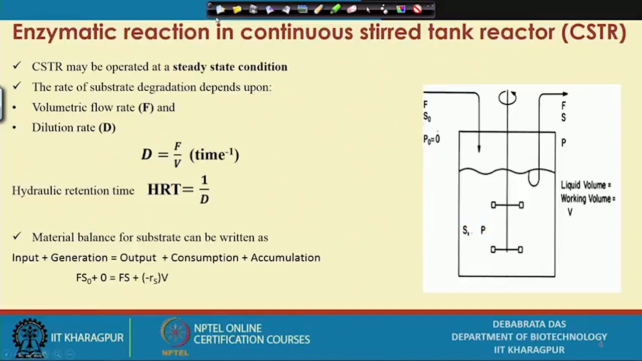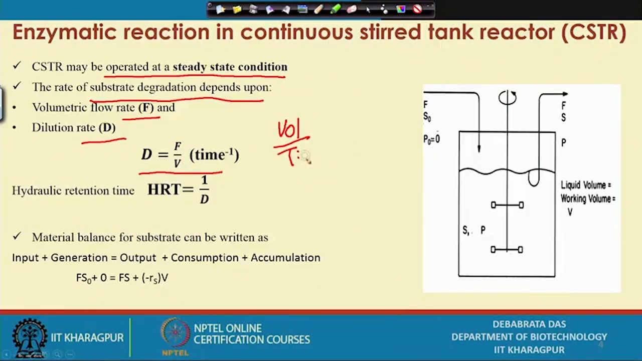Now the CSTR may be operated under steady state condition, and the rate of substrate degradation depends on the flow rate and the dilution rate. Now what is dilution rate? Dilution rate is nothing but F by V. What is F? It is the volumetric flow rate. Volumetric flow rate means volume per unit time. Am I right?